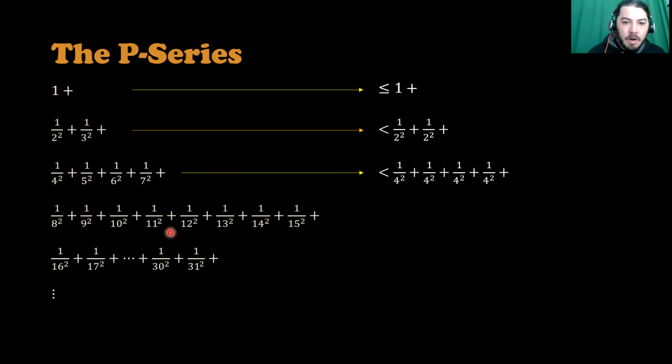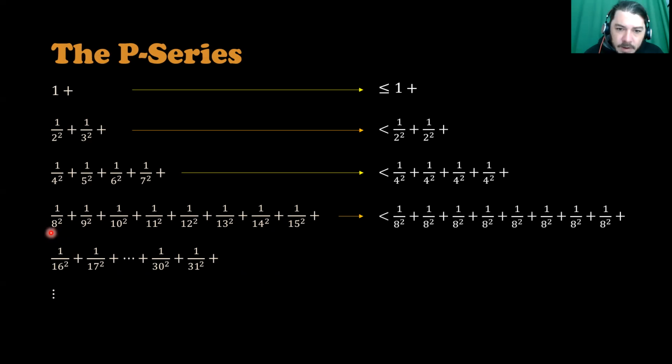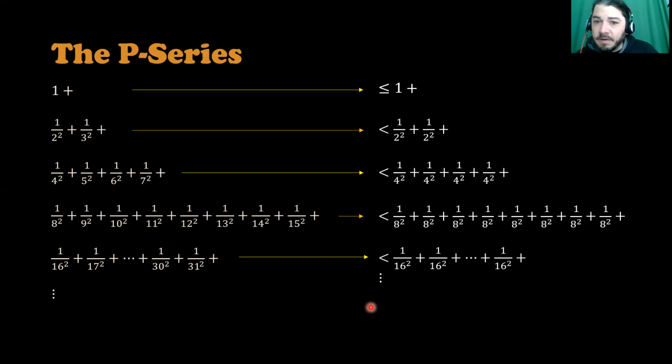This next one, there are 8 terms. The biggest number out of any of these terms is 1 over 8 squared. So that's less than, sorry, the smallest number. Yeah, that's less than 1 over 8 squared plus 1 over 8 squared plus 1 over 8 squared. Yeah, so 1 over 8 squared plus a bunch of stuff smaller than 1 over 8 squared. Okay. And then the next term, we have 16 numbers, each of which is smaller than 1 over 16 squared.